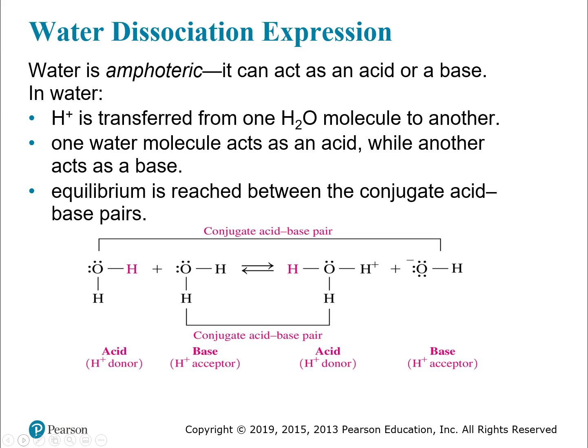So the ability to act as an acid or a base is called amphoteric. If you have water, you can have two molecules of water. One acts as an acid and one acts as a base. The one that acts as an acid will transfer a hydrogen ion to the other molecule. And water is in equilibrium, where you have some of these ions in solution.